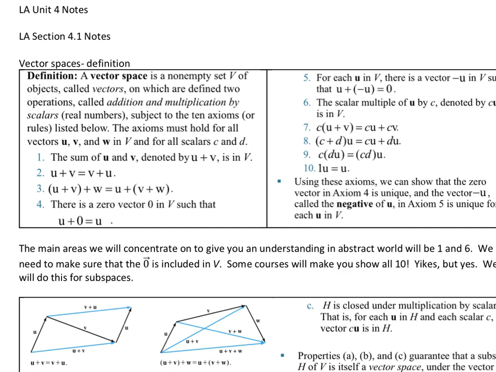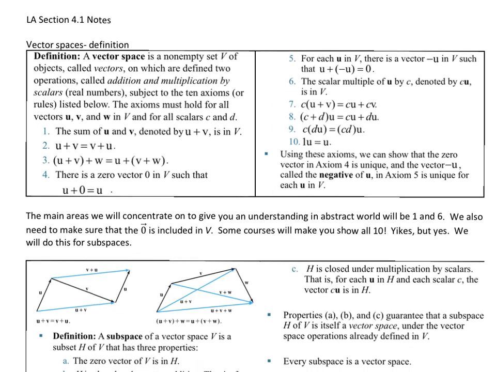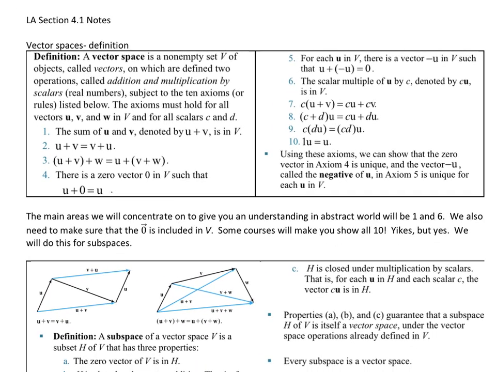So if it doesn't satisfy our conditions, then it's not a vector space. If it doesn't satisfy one of these that we have here, 1 through 10, then it would not be a vector space. The ones that we're going to concentrate on are 1 and 6. You can read through all of these, and they should be fairly self-evident. But to have a vector space, all 10 of these have to be true.